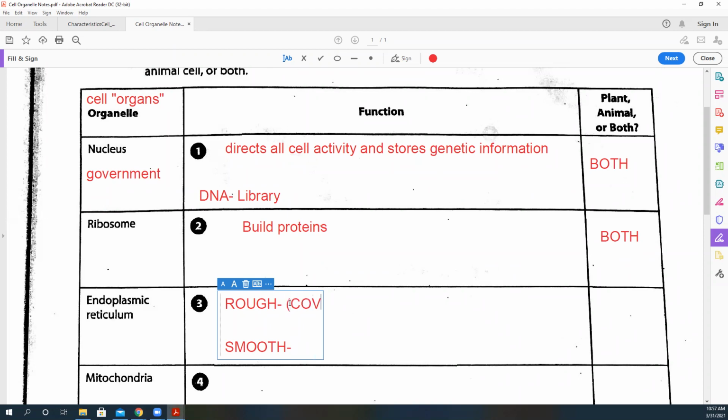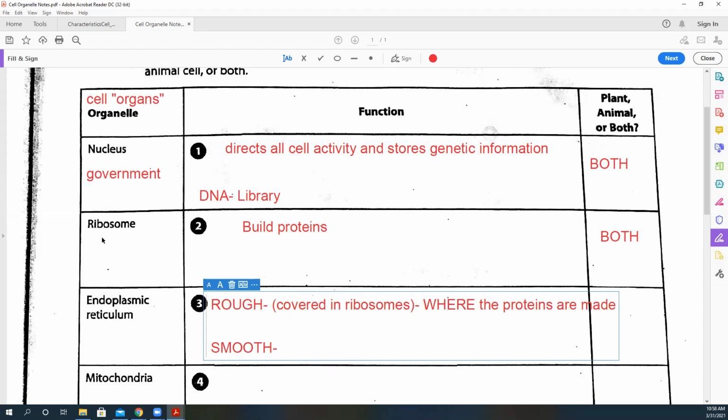So the rough is covered in ribosomes. That's what makes it bumpy. And this is where the proteins are made. This is where those proteins are made.